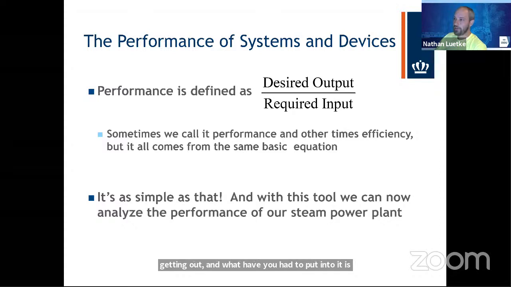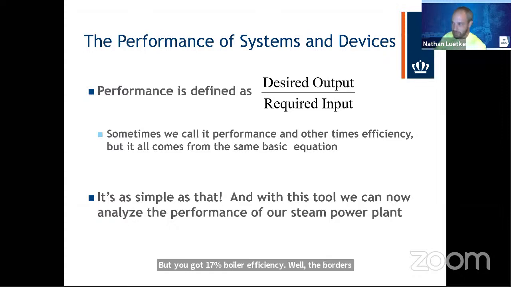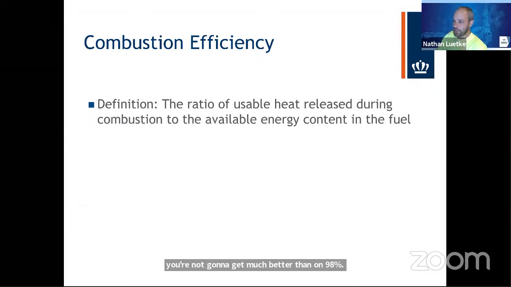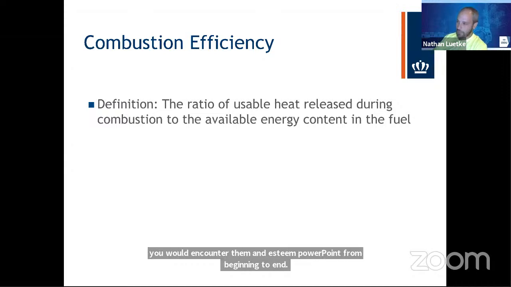Using that, we can define the performance of every one of the components in the chain, and then through experiment, we can calculate the performance of each component, and figure out which one has the smallest performance. That's the one I need to tackle most likely to improve the design of the system the quickest. If you've got 98% combustion efficiency but 17% boiler efficiency, the boiler is what you should probably be focusing your energy on, because you're not going to get much better than 98%. I've got these efficiencies listed in the order that you would encounter them in a steam power plant from beginning to end, and what we do in the lab when running the equipment.